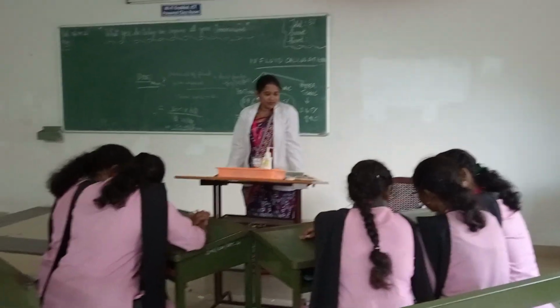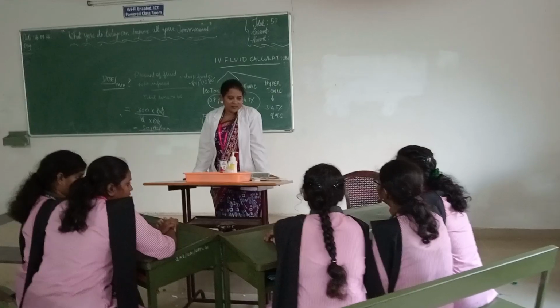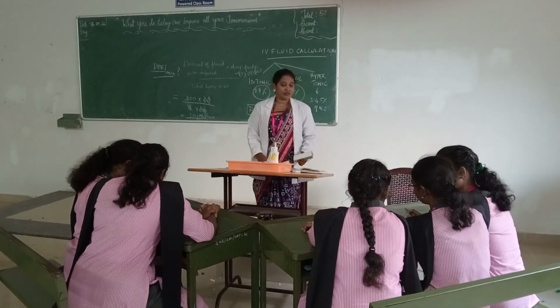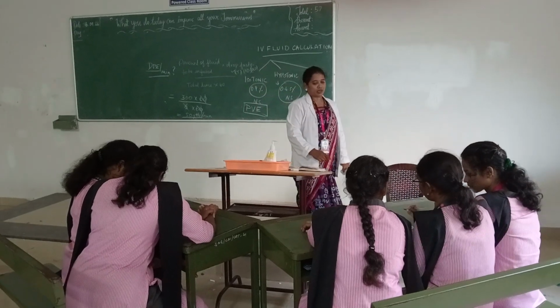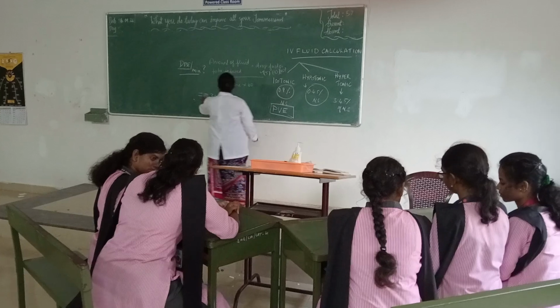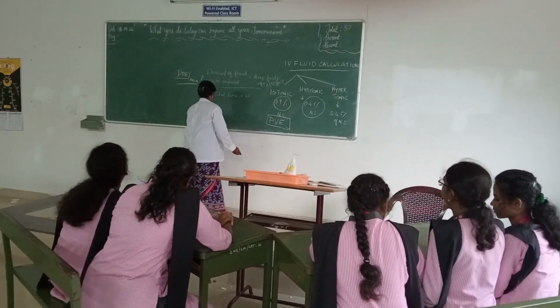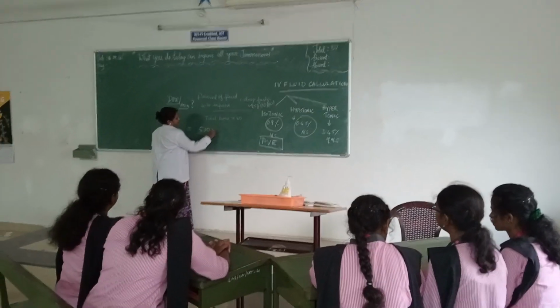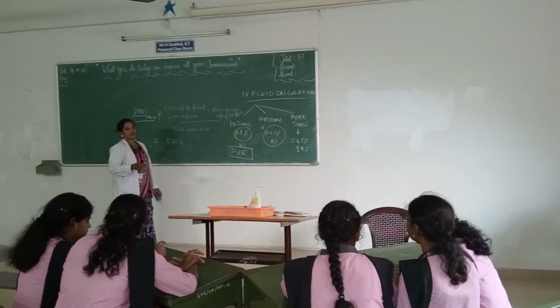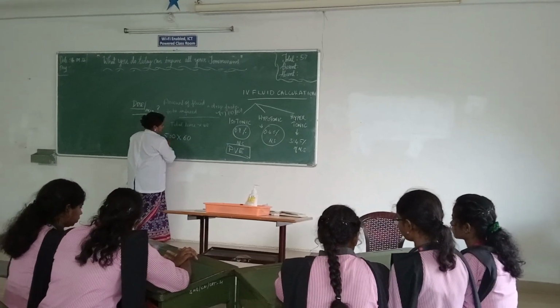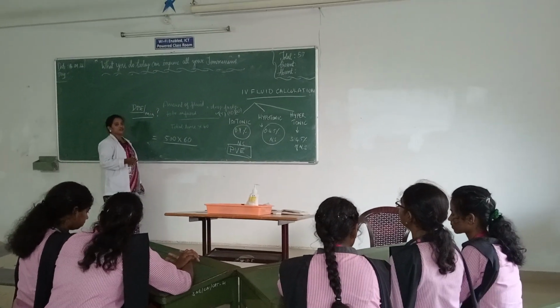So it's your turn. Okay, I can help you out. What is the question which we have given them, team A? What is the total amount of fluid infused? 500. So you can put 500 over here. And what is the drop factor which they have given? 60. Okay. Hours of infusion?